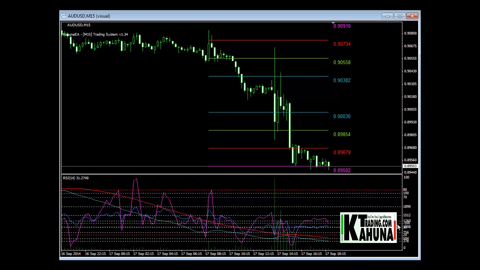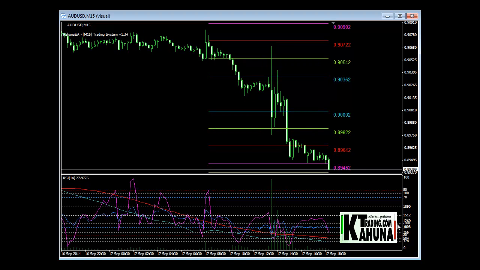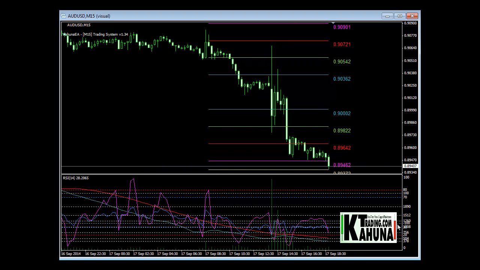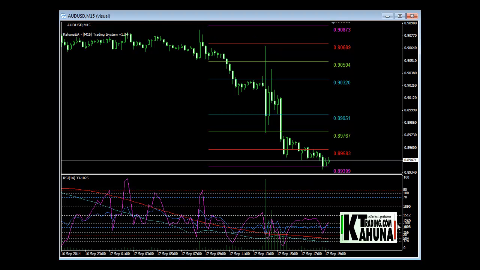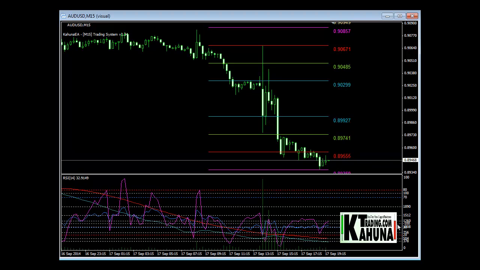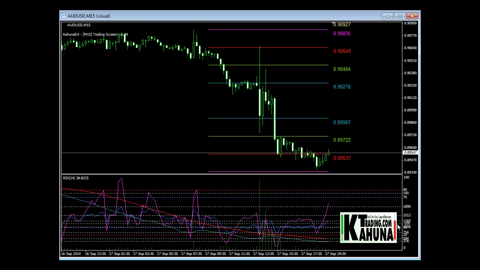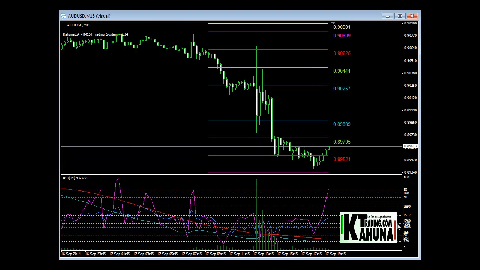But you can see that Mr. Market really likes that pink line. Now we've moved lower to the next one. Still likes the pink line. Now we like the red line.